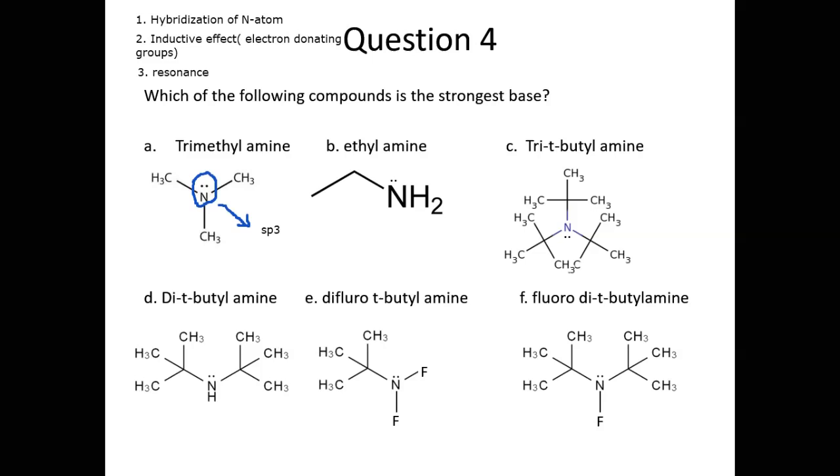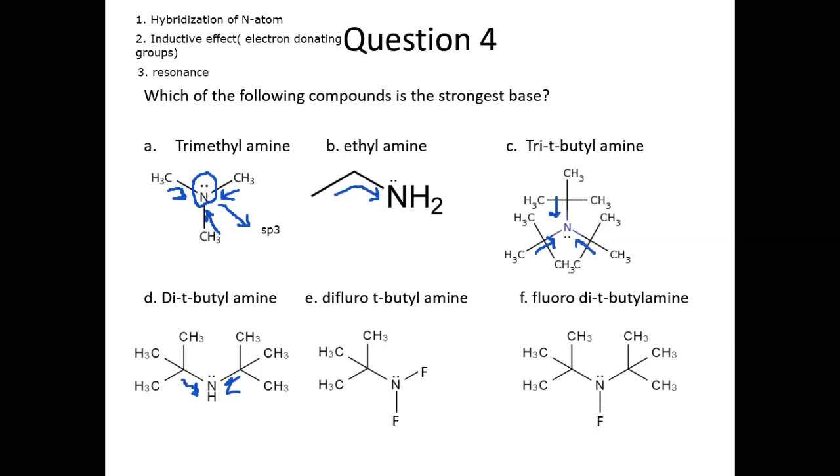Now we go to the inductive effect. Which ones have electron donating groups on them? Well, the methyl group is electron donating. It's going to pump electron density. That's going to pump electron density. This one, ethylamine, is going to pump electron density. These are also going to pump electron density, and the same for these. They're all going to pump electron density back into the reaction center.